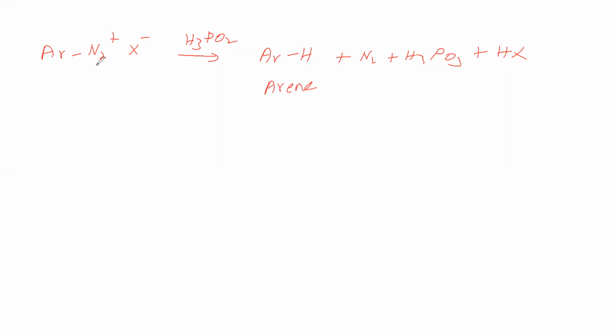Now we will take diazonium salts. To this, H3PO2 is added. On adding H3PO2, what is the result? Here we are getting H, plus N2, plus H3PO3, plus HX. So X minus is moving out as HX. This H3PO2 is converting into H3PO3. This N2 plus is leaving as N2. Then this is becoming an arene. So the N2 plus is replaced by hydrogen.